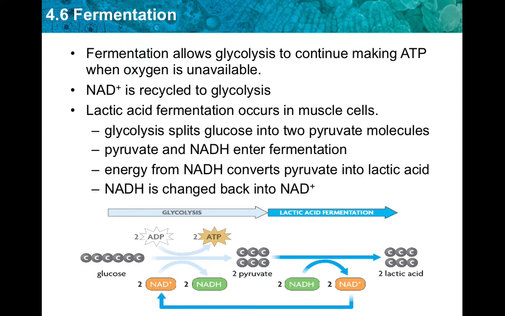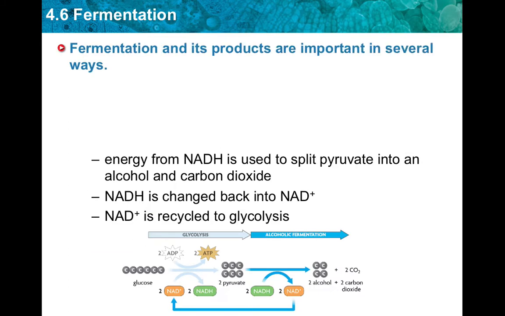2, 3-pyruvate molecule. Then it rearranges the pyruvates, which takes energy from NADH, which turns into NAD plus, which goes back to glycolysis, or step 1. Then as product, 2 lactic acids are formed.